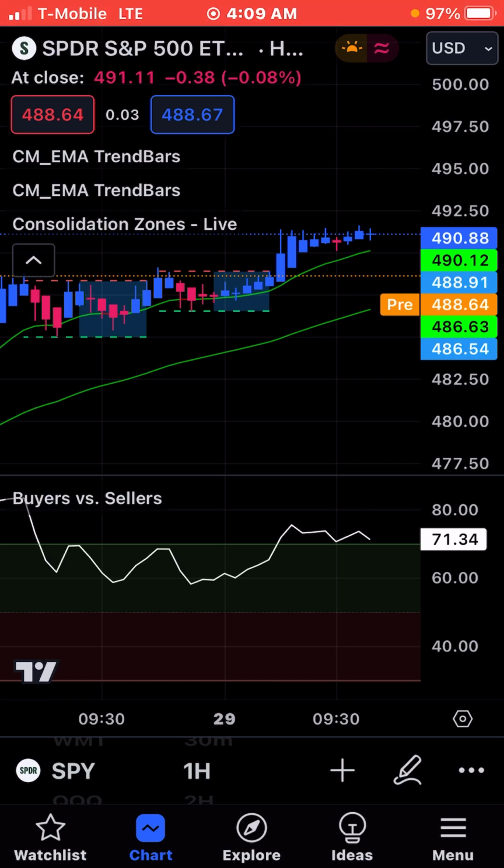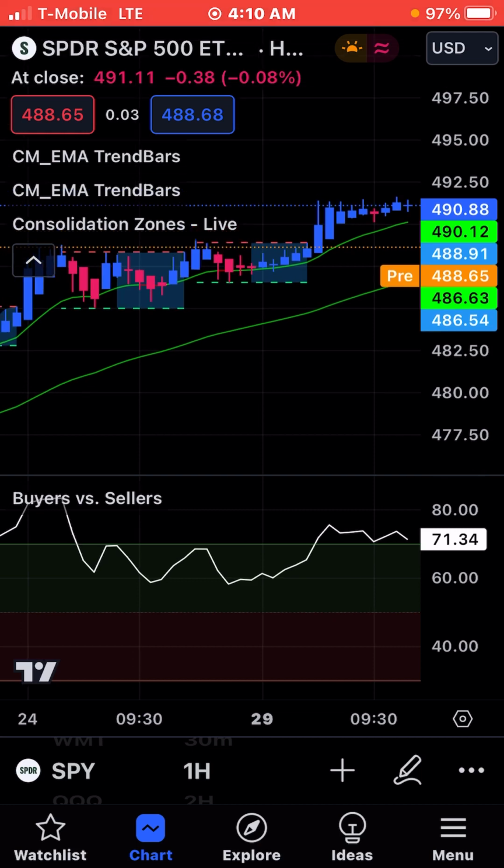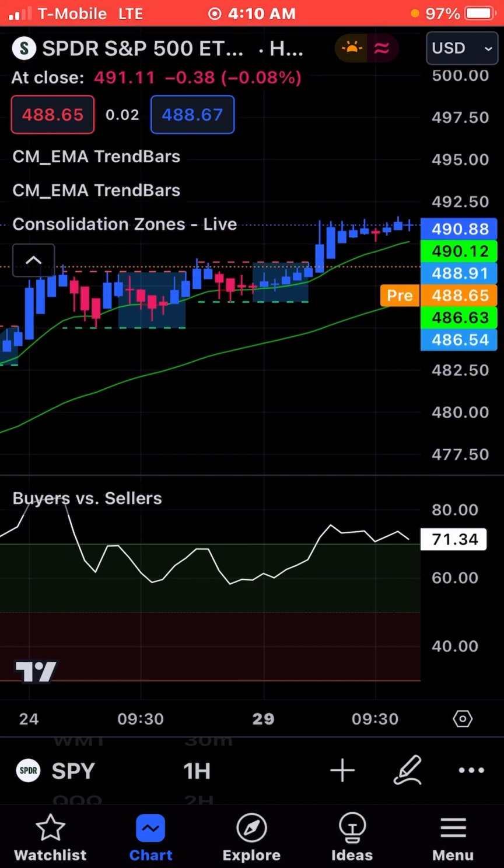We're going to load it up here. This is how I set it up. Now there's the buyers and sellers, which is provided by Trade Confident. It's a paid indicator. It's optional for the strategy, but in my opinion, it makes this strategy a lot more effective, especially when you're doing stocks. Now let me show you how to set it up.